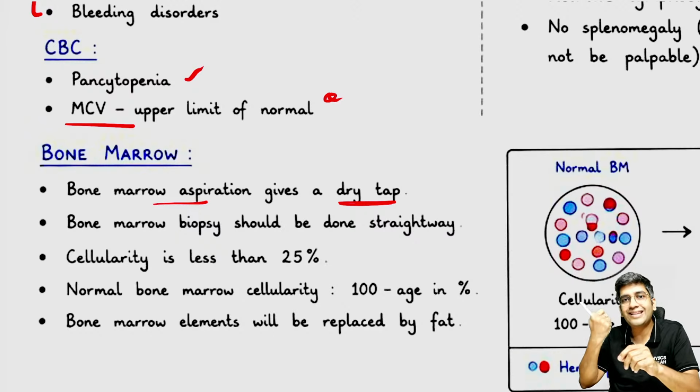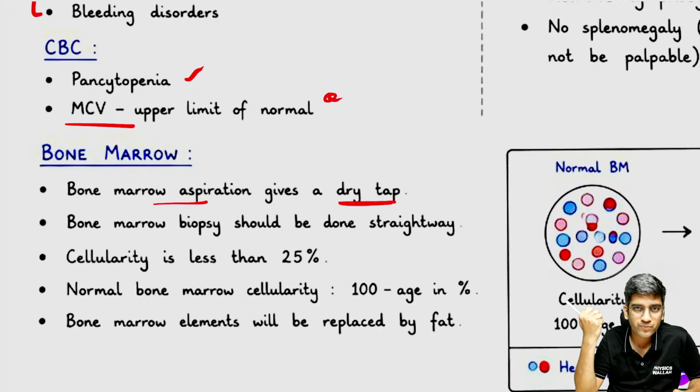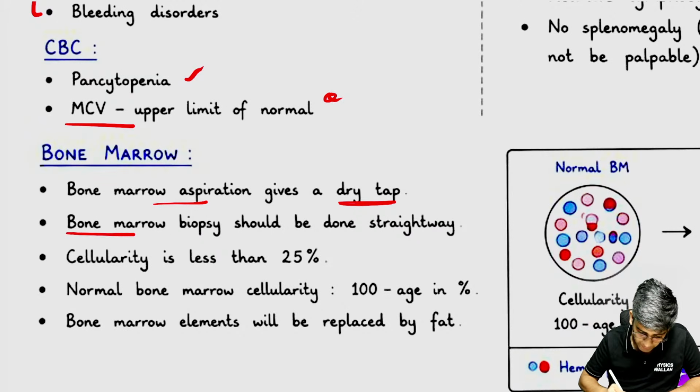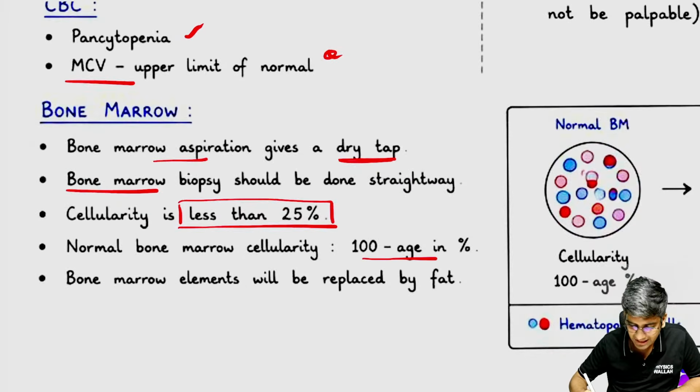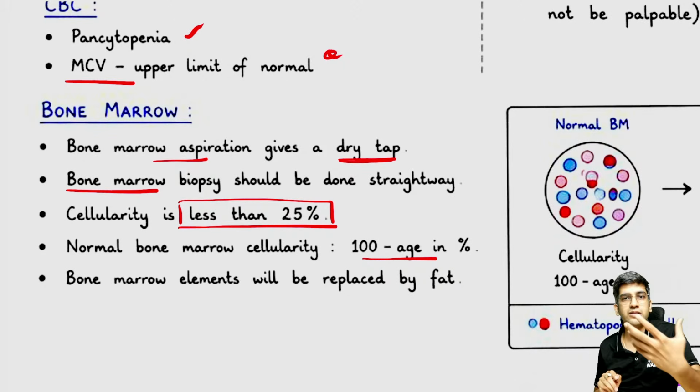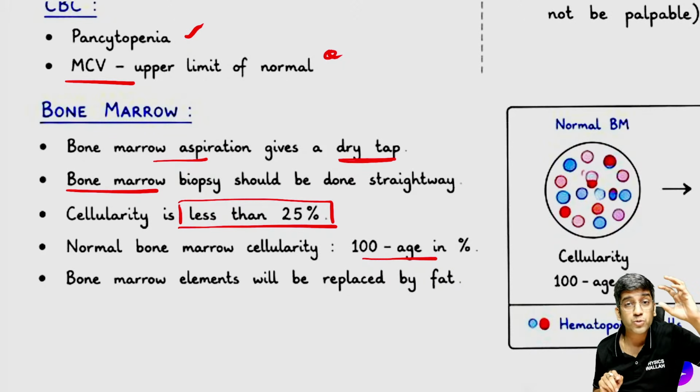Aspiration, I won't have anything because there's no cells there. So what do I do? I diagnose them with bone marrow biopsy. In bone marrow biopsy, you should have less than 25% cellularity. That's classical. Normal cellularity is 100 minus age. Let's say someone is 30 years old. The bone marrow should be 70% cellular. If it's less than 25, it's aplastic anemia by default, right?